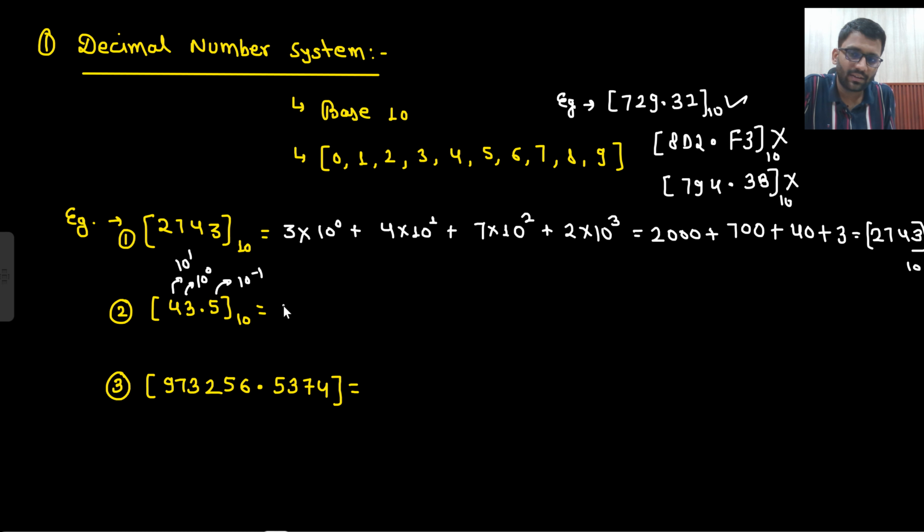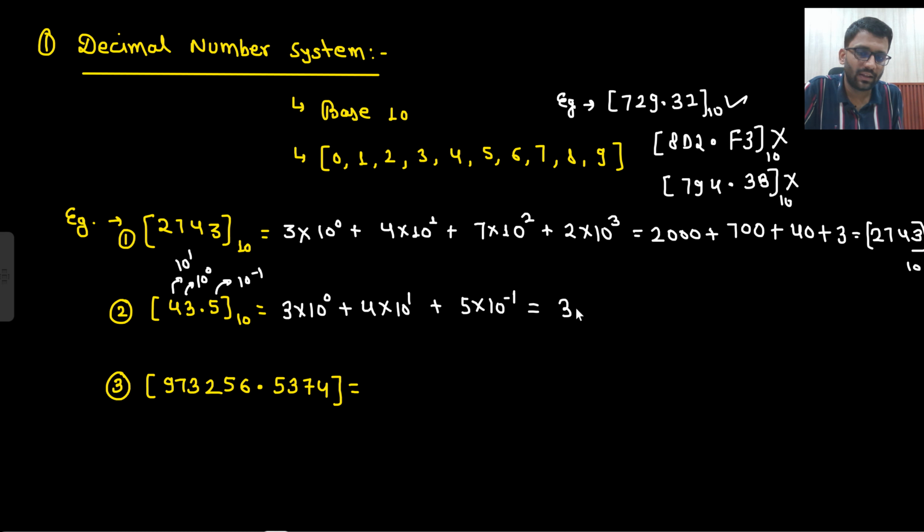Because if I write 3 into 10 to the power 0 plus 4 into 10 to the power 1 plus 5 into 10 to the power minus 1, so that would be 3 plus 40 plus 5 into 10 to the power minus 1, which is 0.5. So what am I getting? 43.5. Okay. You can write it down on your own.